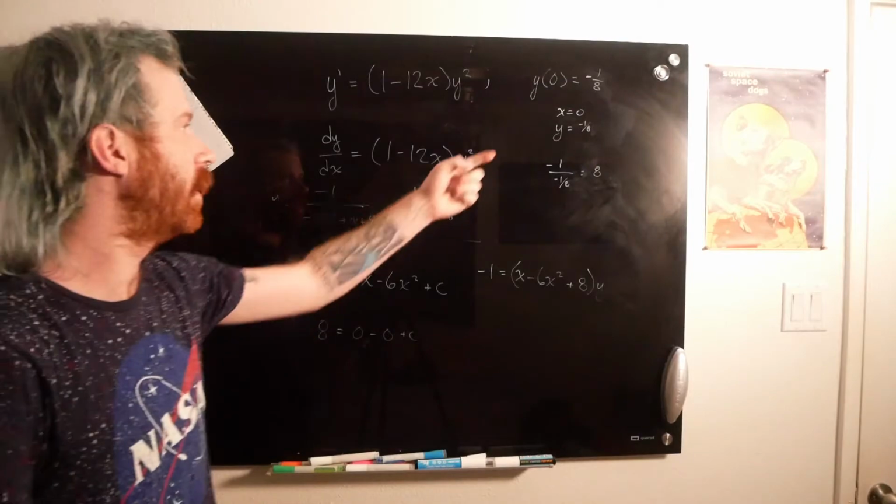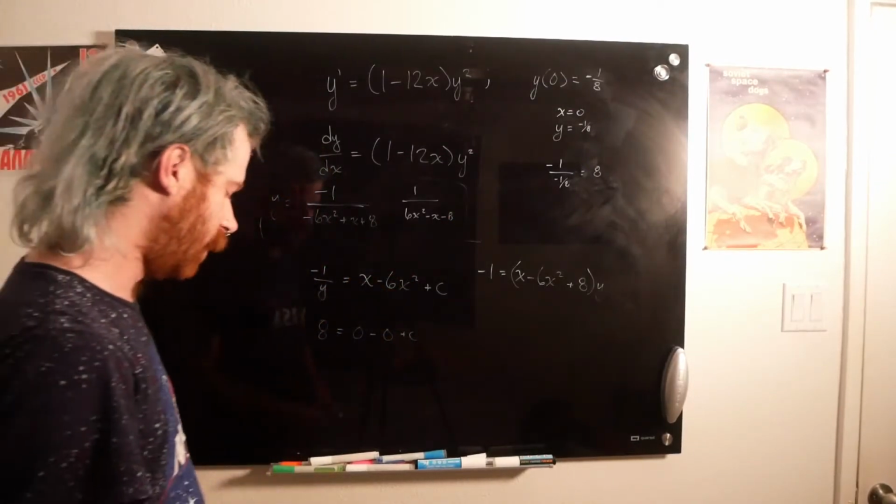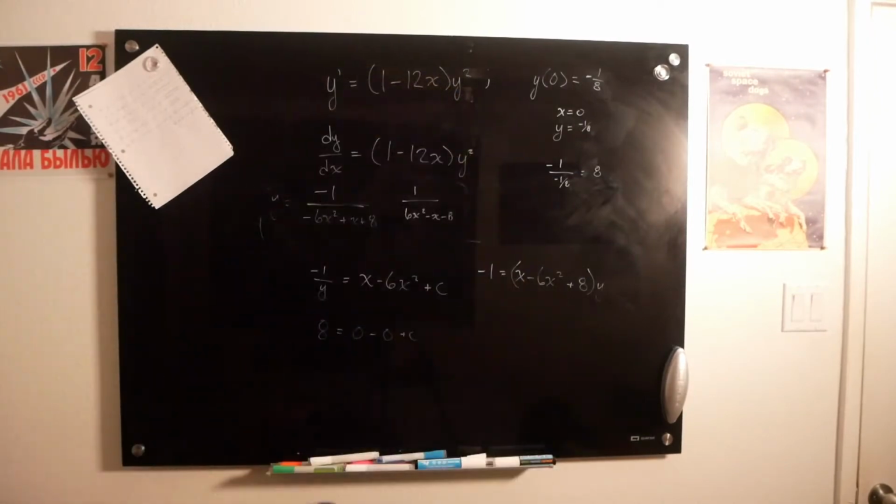And that's how you plug in an initial value to solve for c and get a more specific answer. So let's go ahead and do another one.